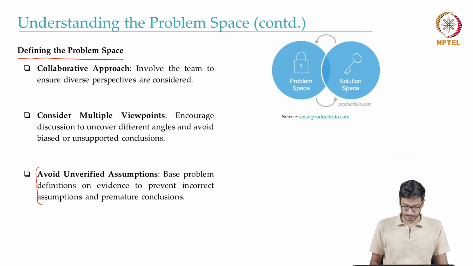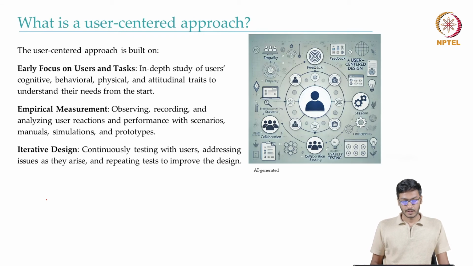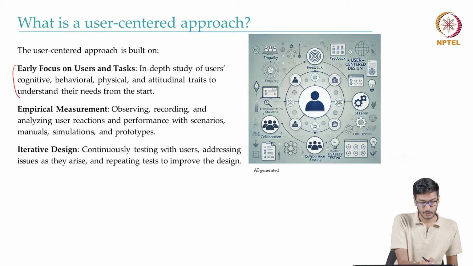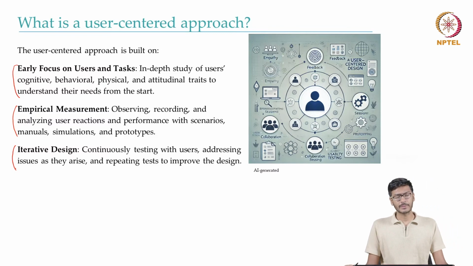evidence. Well, now we move on to a user-centered approach. So the user-centered approach is built on three major principles: focus on users and tasks, empirical measurement, as well as iterative design. What these all three actually mean are: the first principle that we include here is early focus on users and tasks, in-depth study of users and their cognitive, behavioral, and physical traits to understand their needs from the beginning.